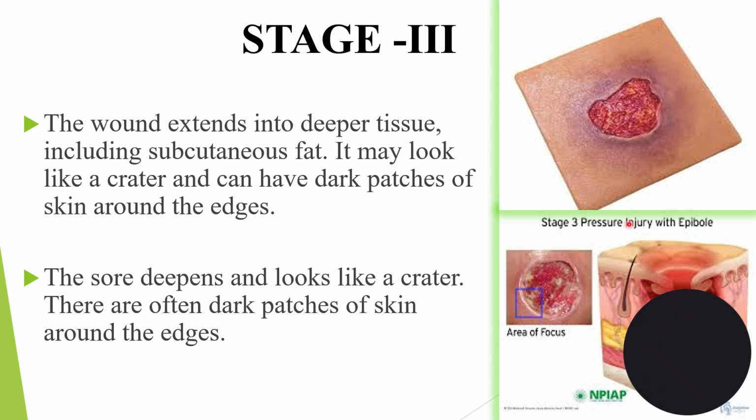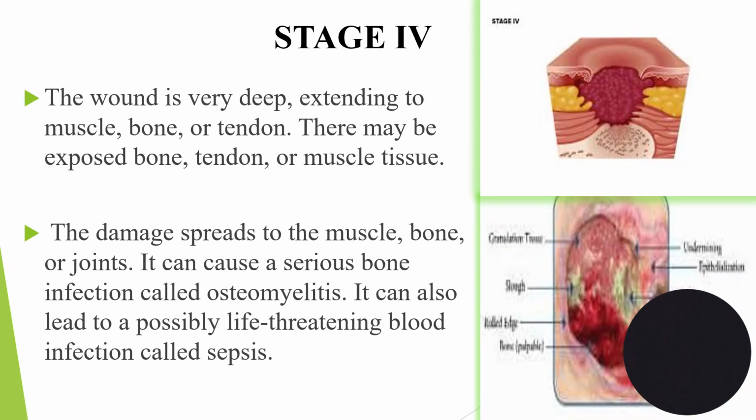The sore deepens. It is a little deeper inside, and you can see the patches of skin around the wound. This we call stage 3. In stage 3, subcutaneous fat and deeper tissue are included, with darker patches of skin around the edges.